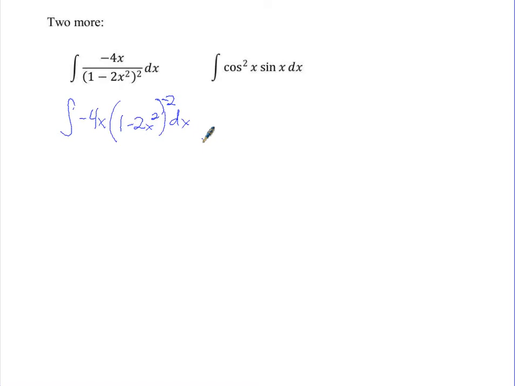So I have an inside function raised to a power. The derivative of the inside function is negative 4x, which is sitting right here. So the pattern is there, which means that I can integrate this thing using the general power rule for integration. What will I get?